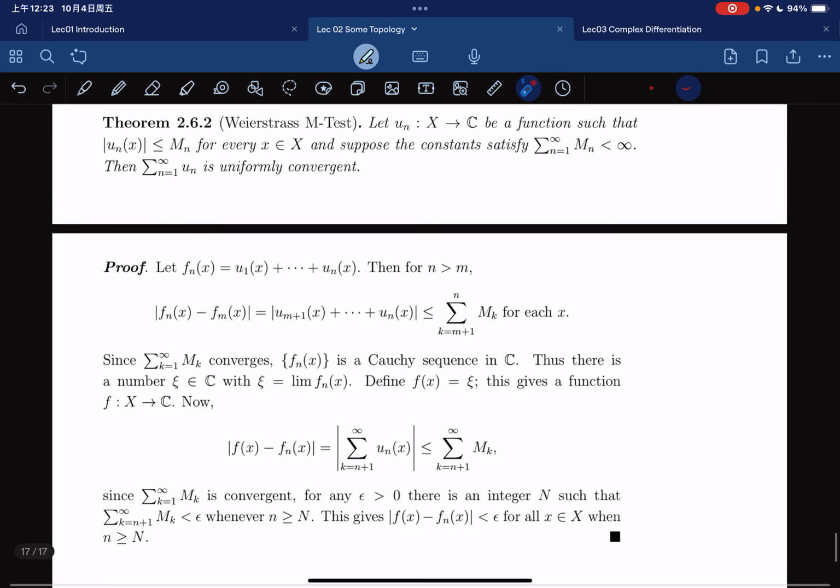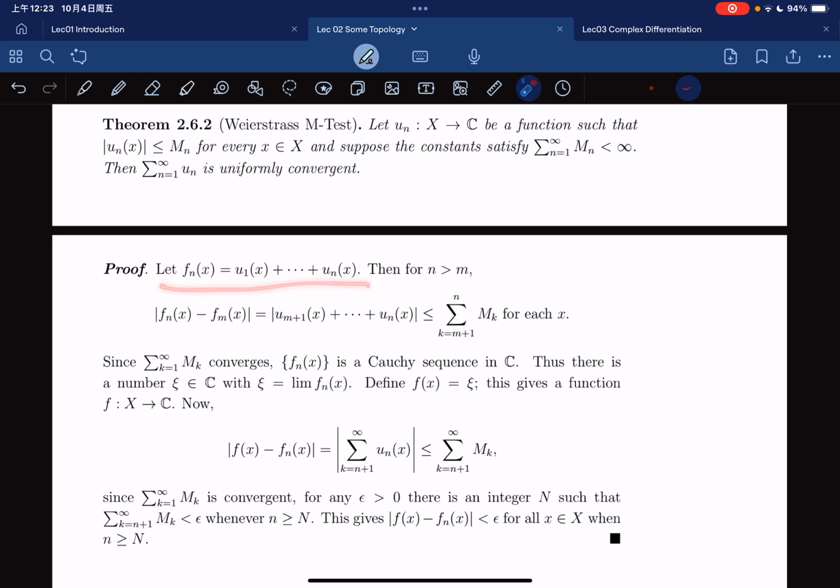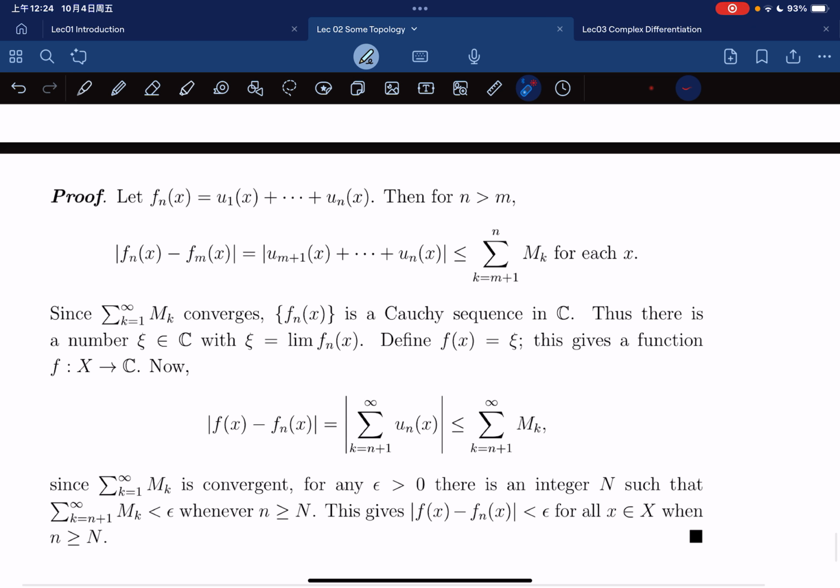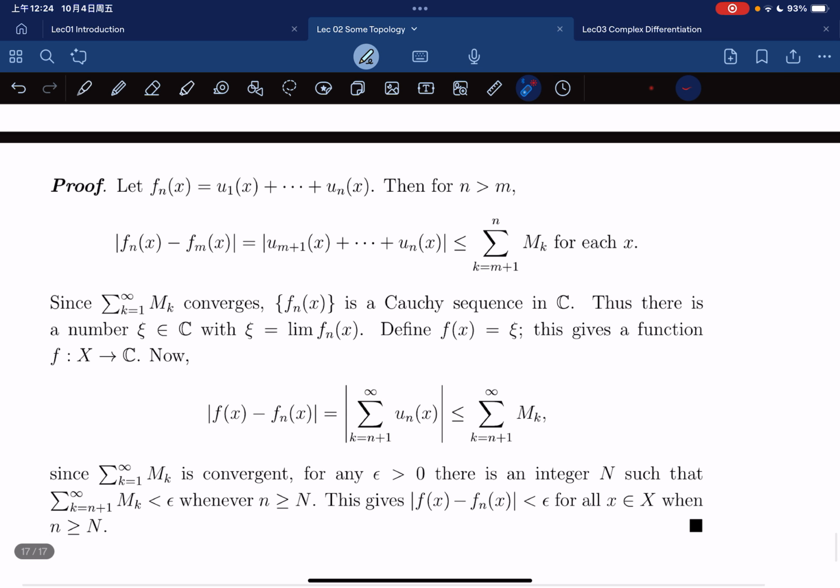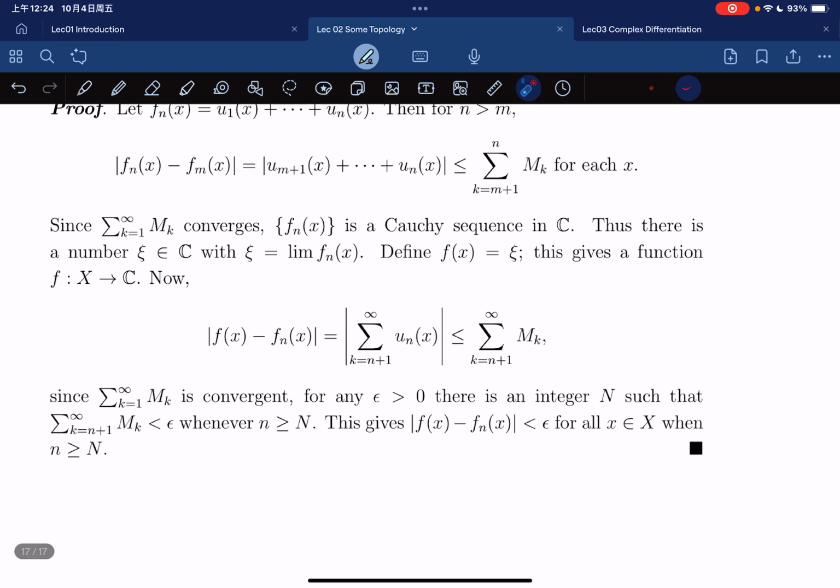So the M-test: let f_n(x) be the partial sum. Then we show that f_n and f_m are Cauchy. This sequence is Cauchy in C, thus it converges, because C is complete. So we induce another function, which gives a function from X to C. Now f(x) minus f_n(x) is equal to this sum from n plus 1 to infinity. This is the remark that I wanted to give.